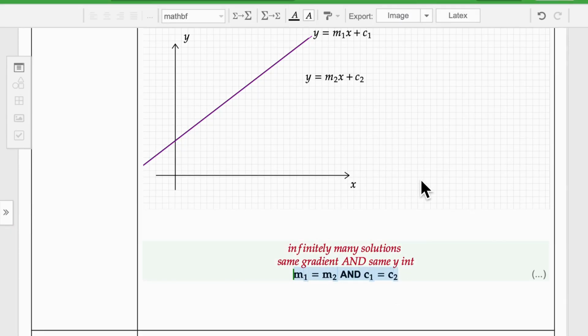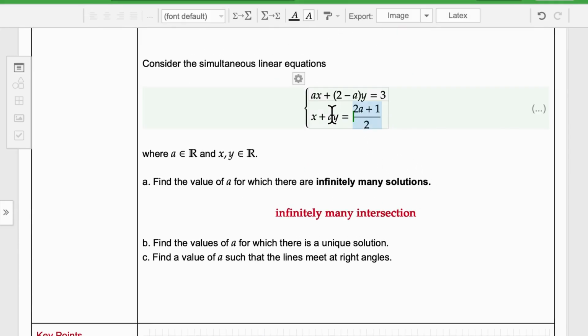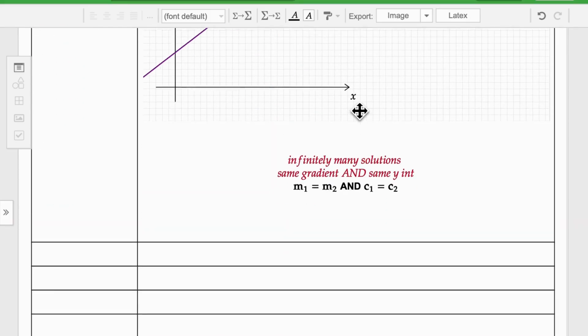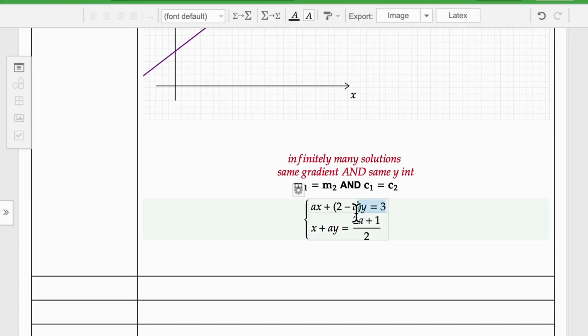Now, how can we apply it in this question? Because right now, both of the equations are not written in the form of y equal to mx plus c. So our very first step for a, we should turn each of these two equations, I will call this one equation number 1 and then equation number 2, into the form of y equal to mx plus c. So let us do it for the first equation.